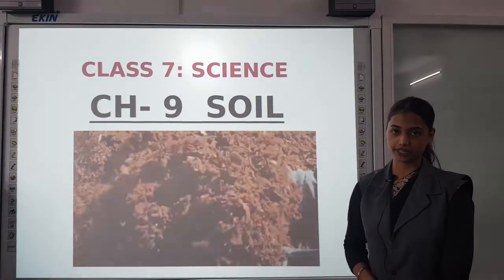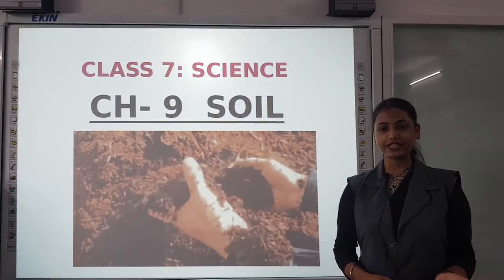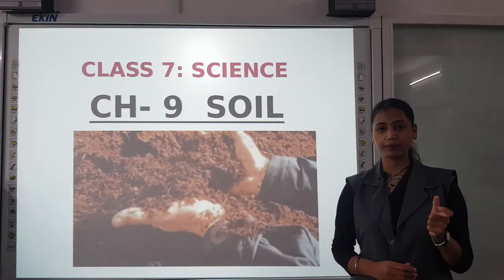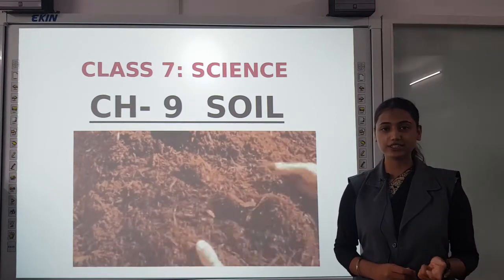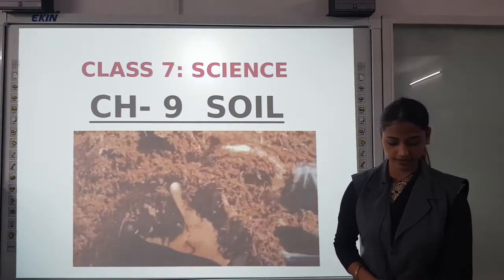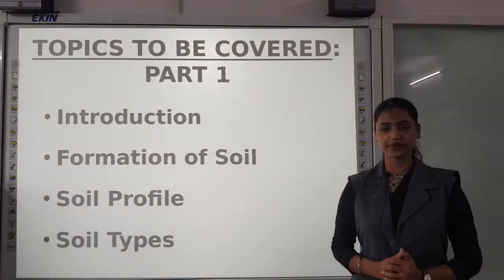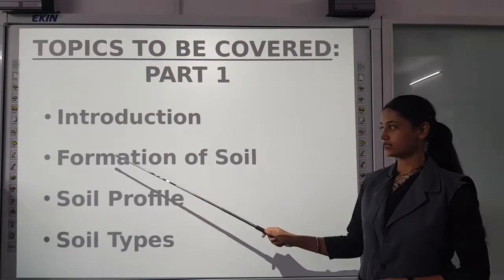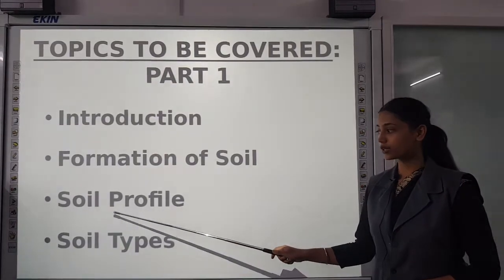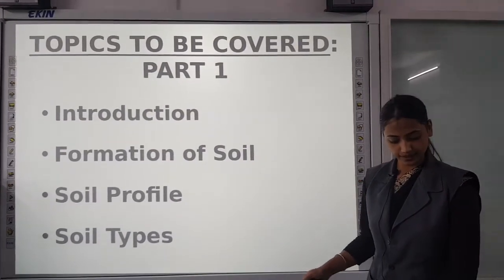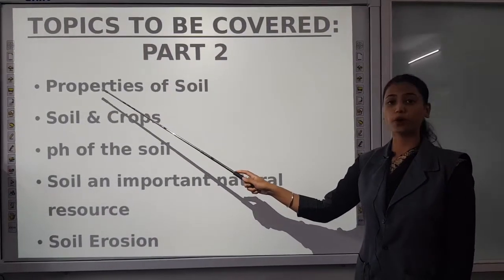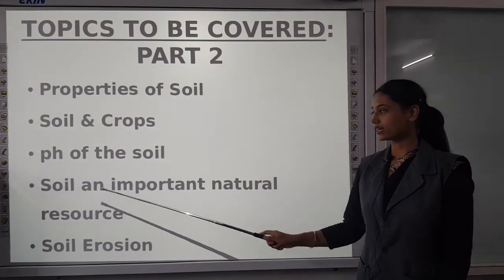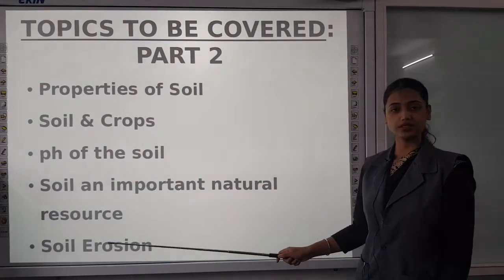Chapter 9, soil. Whenever you go to a field or playground to play any game, you see a powdery brown substance below your feet. What is that? That is soil. We have divided this chapter into two parts. In the first part, we will cover the intro of the chapter, formation of soil, soil profile and soil types. And in the second part, we will discuss properties of soil, soil and crops, pH of the soil, soil an important natural resource and soil erosion.